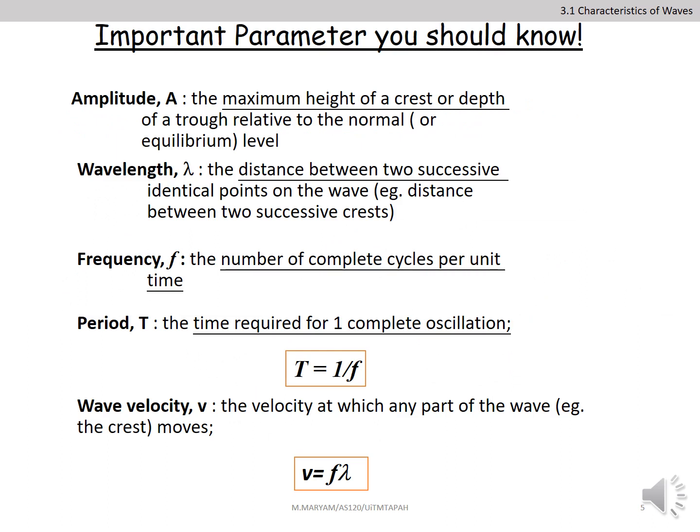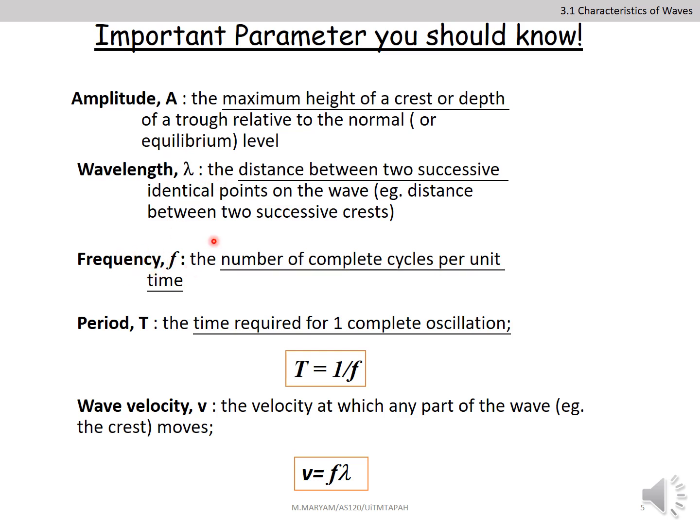Let's proceed with important parameters you should know in this subtopic. First one is amplitude. As I mentioned earlier, it is the maximum height of a crest or depth of a trough relative to the normal. The unit is normally cm or meter. The wavelength is the distance between two successive identical points on the wave, for example, distance between two successive crests. The unit is centimeter or meter, it depends on the question given.